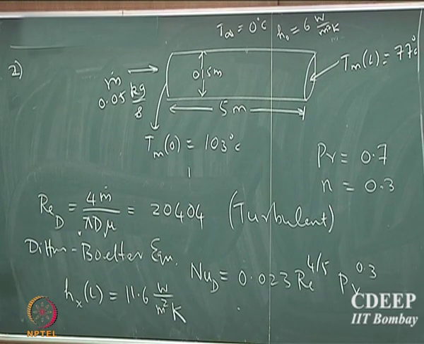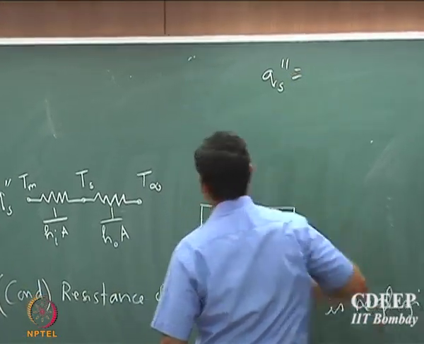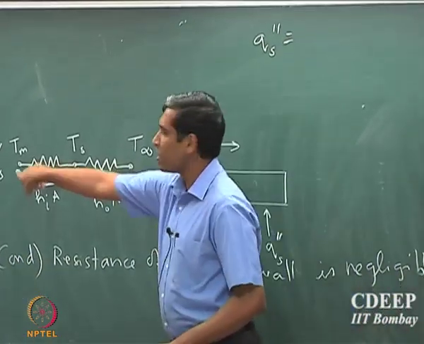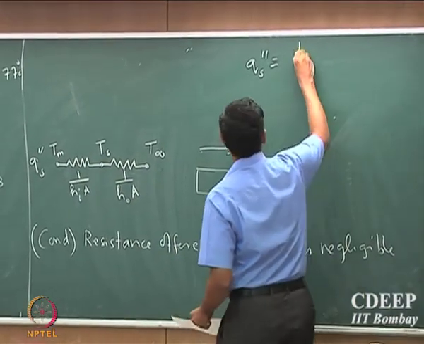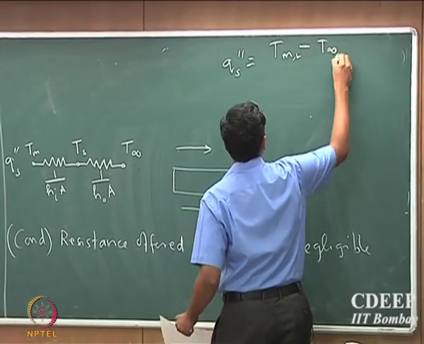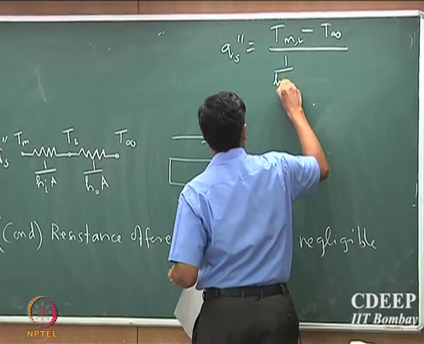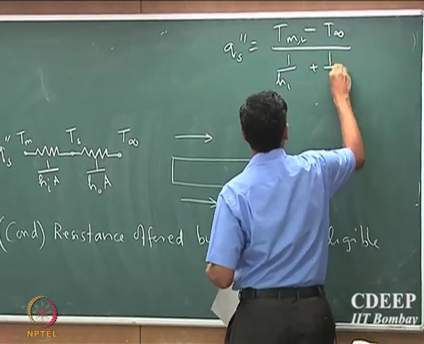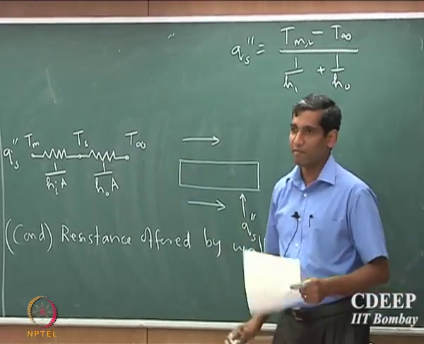Now using the resistance network, Qs double prime is nothing but the overall temperature difference divided by the resistance, right? So that will be Tm minus T infinity at L, divided by 1 by Hi plus 1 by H naught. Remember, I am calculating flux, so I have removed the area.